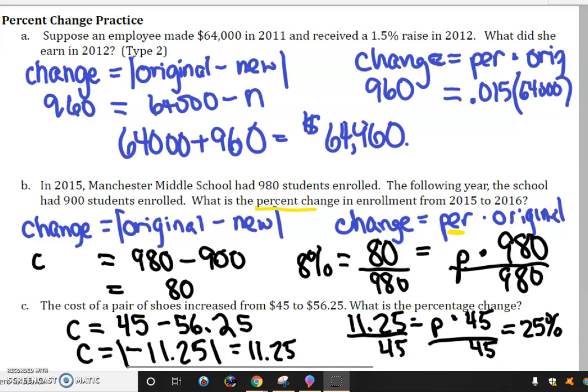So there's 3 problems on percent change. I hope that helps you with these problems before you take your retake.